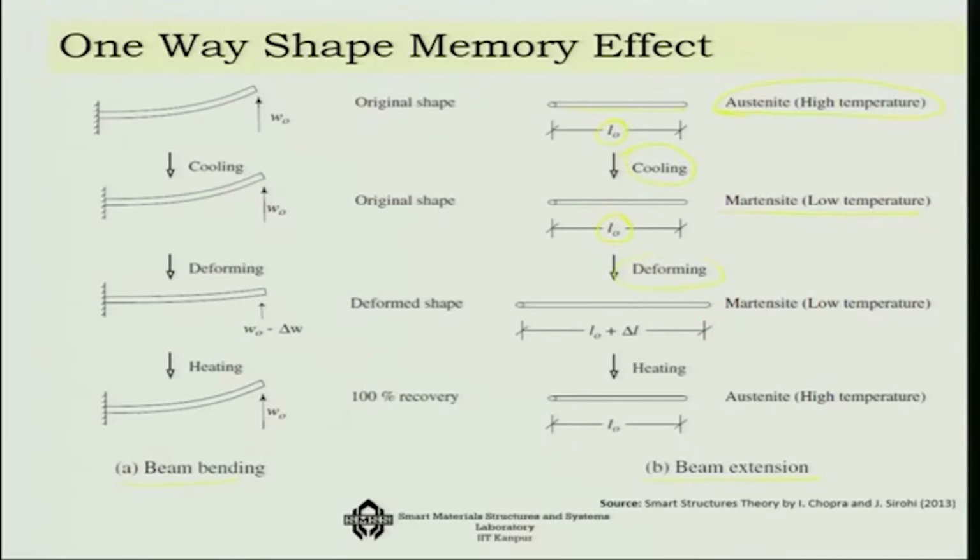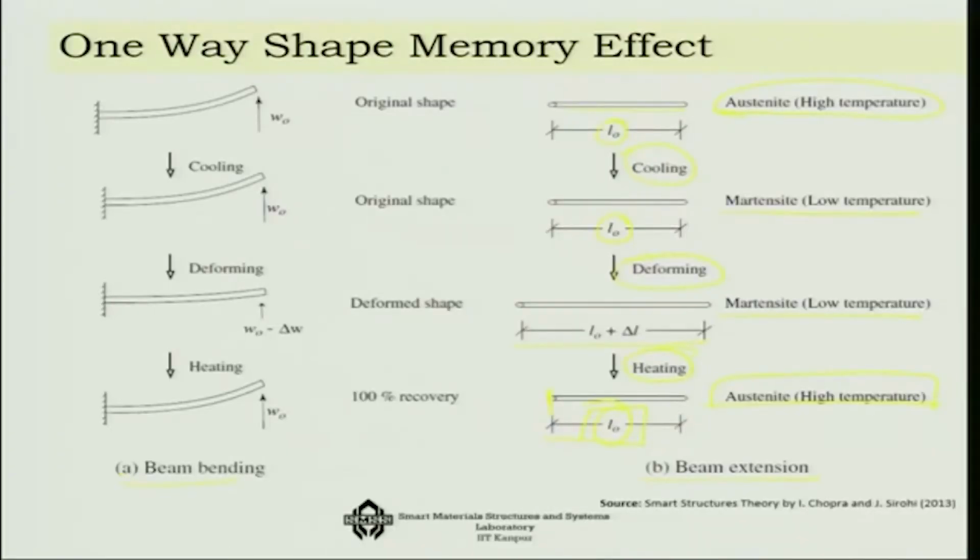Now you deform it. As you deform, the length gets increased to L0 plus delta L. But here it has gone from twinned to detwinned martensite phase at low temperature. Now you heat it up. As you heat it up, you are once again going to get back your L0 at the austenite high temperature phase, meaning thereby that every time you cool it, do whatever you wish, and then once you heat it up and come back to this austenite high temperature, you are going to get back that same length again and again and again. That is what is the one-way shape memory effect.